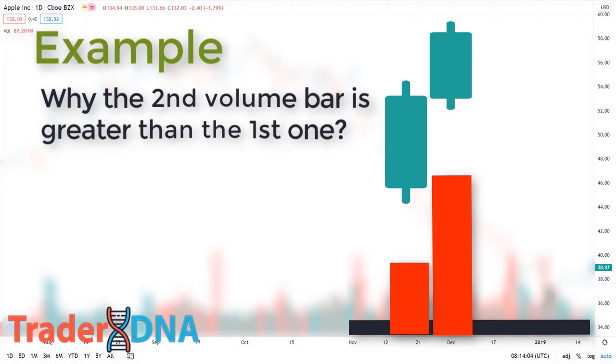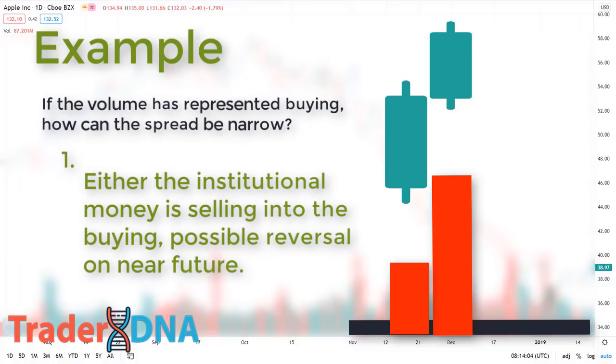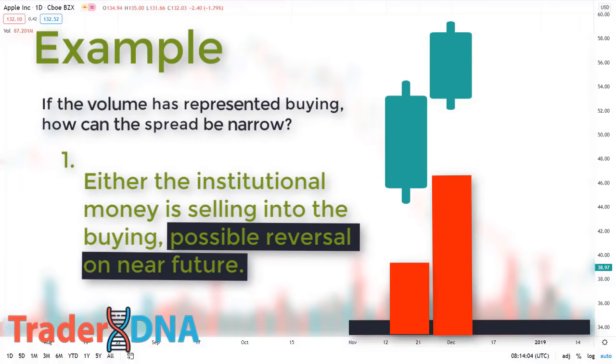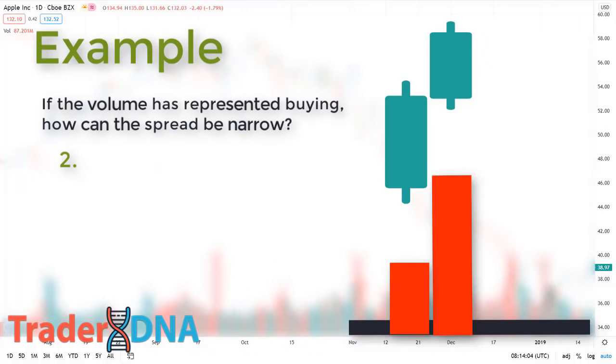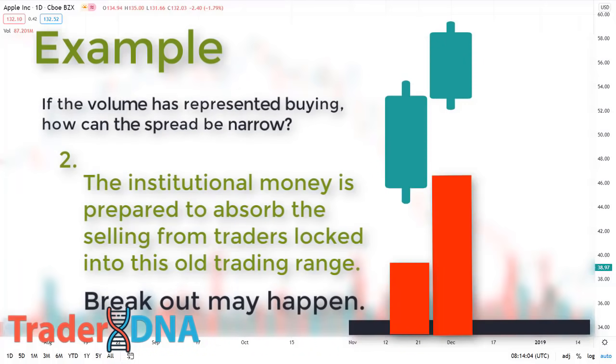Let me explain to you. Narrow spread candle with high volume. There are two possible explanations. If the volume represents buying, how can the spread be narrow? First, either the institutional money is selling into the buying, a possible reversal in the near future. Second, there is a trading range to the left, and the institutional money is prepared to absorb the selling from traders locked into this old trading range. I mean, a breakout may happen.